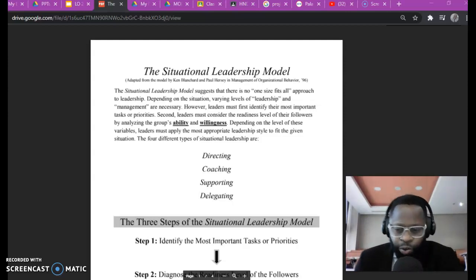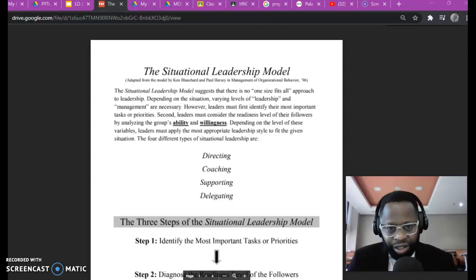Hello. So at this moment, we're going to talk about situational leadership. We often say that leadership is situational. It all depends on so many different factors. Based on all these factors, we lead in a certain way. We lead others in a certain way.